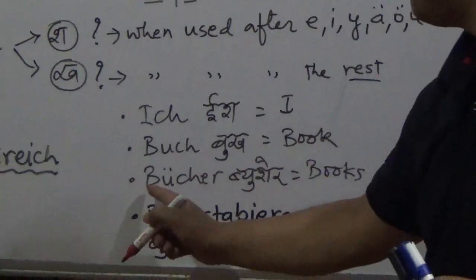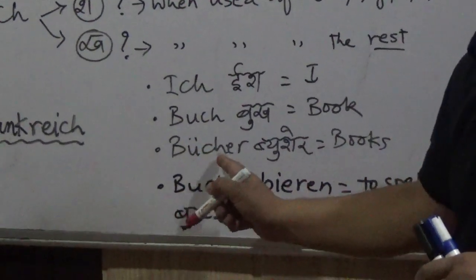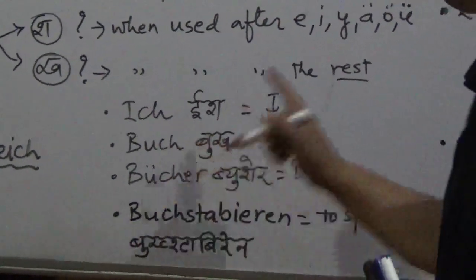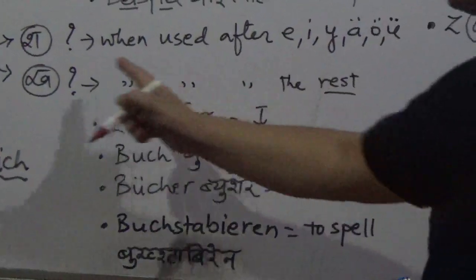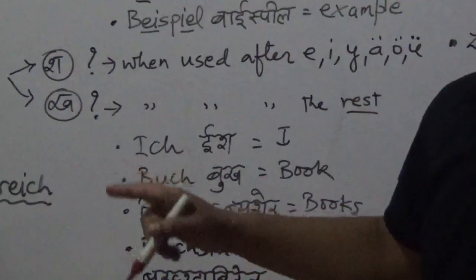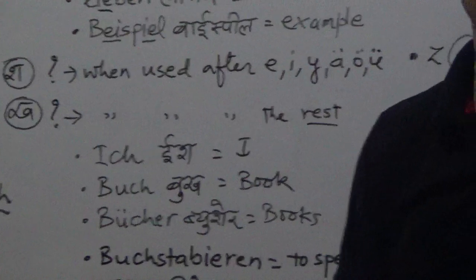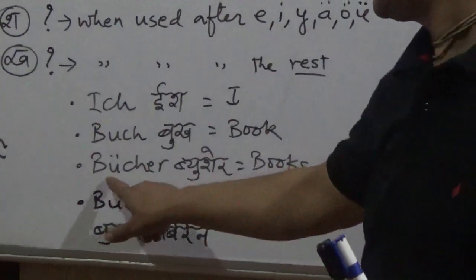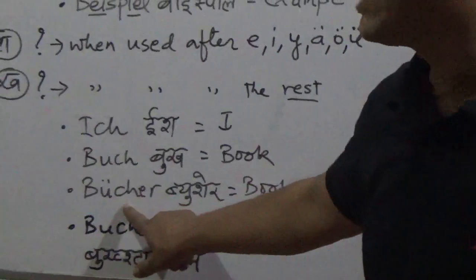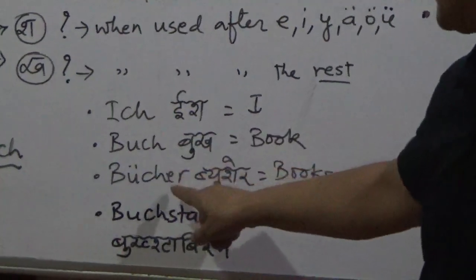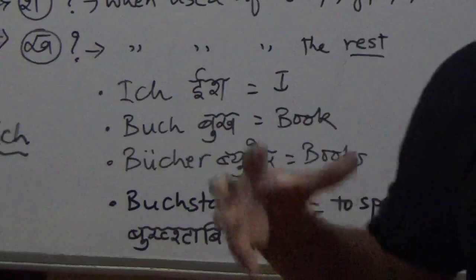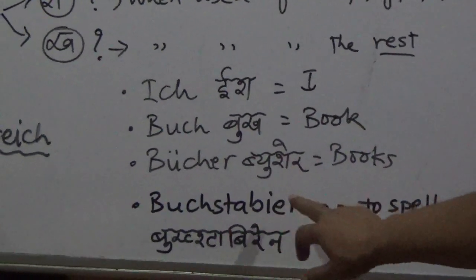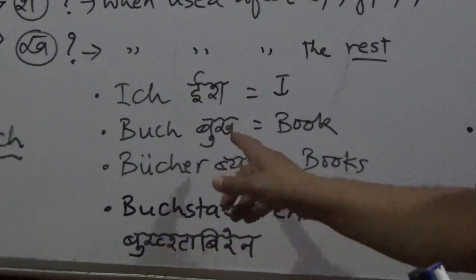But here B, U with umlaut, C, H, E, R. Now here CH is coming after U umlaut, so it will give again the sh sound. And in my first video I taught you, U umlaut gives the U sound. So it is Bu, CH will give the sh sound as per the rule, and er. Altogether, if you combine all the syllables together, it will come up like Bücher. Bücher is the plural of book.